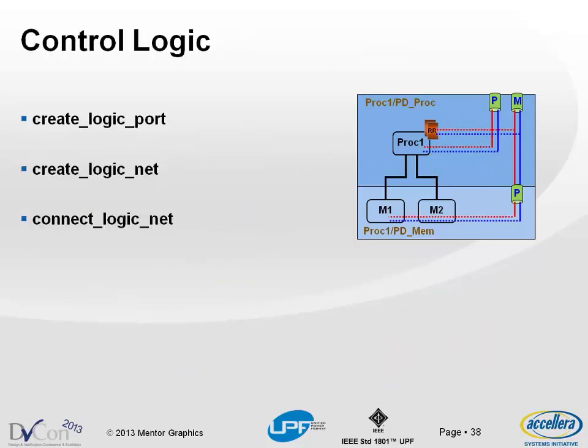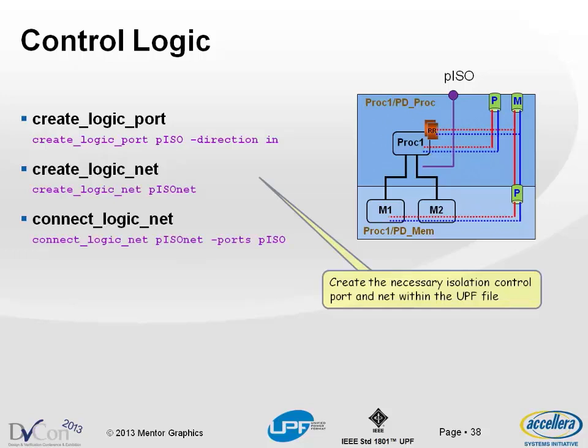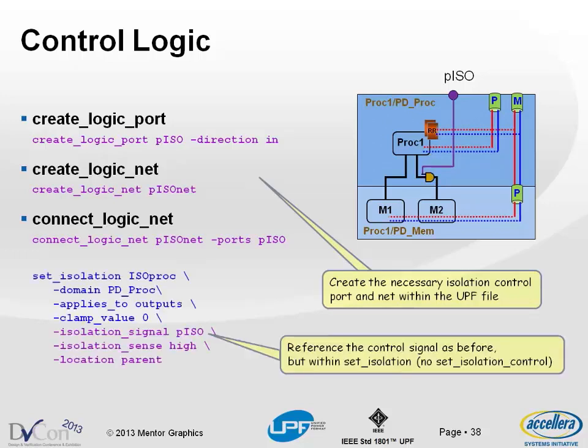Last thing, creating logic ports and nets in order to provide control. You can create a logic port, you can create a logic net. This is very much like supply nets, and you can connect a logic port to a logic net. You can then also use that port within, say, a set isolation command without having to have it predefined inside the HDL.